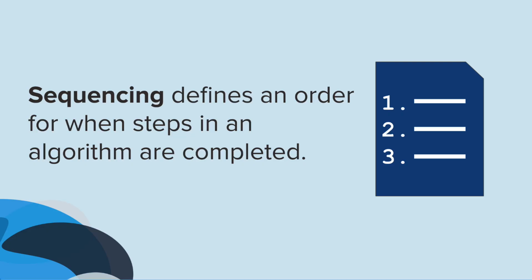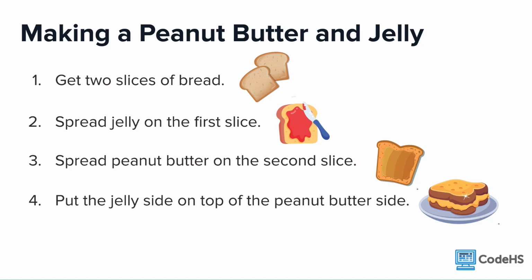Sequencing defines an order for when steps in an algorithm are completed. Steps in a process are completed one at a time. With this in mind, you can number the steps to show their sequence, or order. Interestingly, sometimes the sequence matters, and sometimes it doesn't.